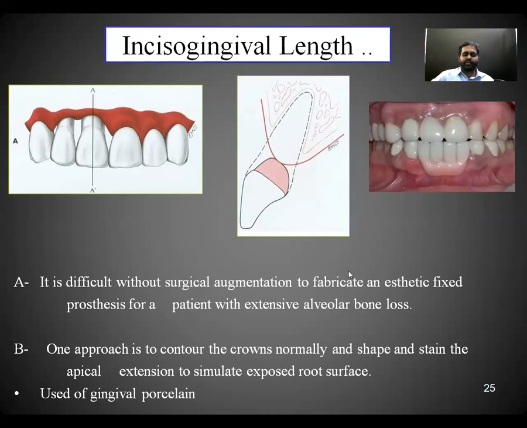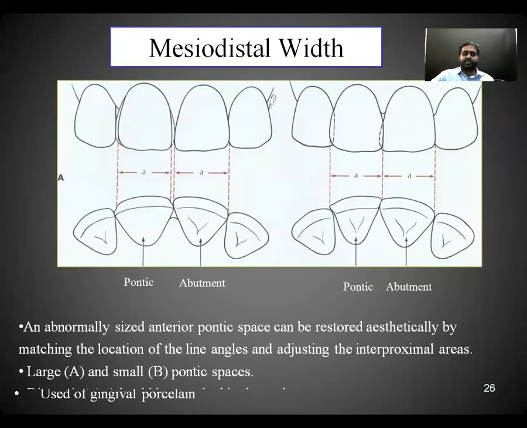While doing it, make sure that you use a gingival porcelain whenever required. If the defect is more, we can go for surgical procedures like the roll technique, the pouch technique, or the Seibert's technique to maintain the width and height of the gingiva. The mesiodistal width and the areas present can be maintained in such a way that we have natural aesthetics for the patient. Same thing for the mesiodistal width.